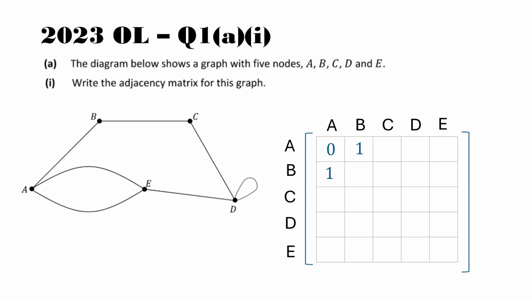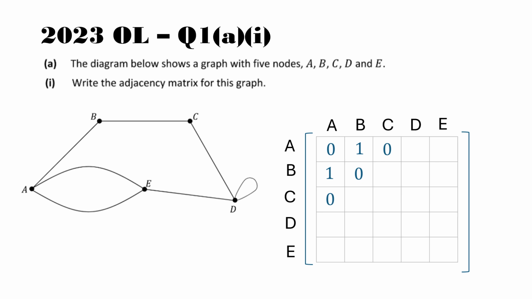So I'm going to fill those both in as 1. Then we look at B to B, and there are no connections between B and B. The next one I'm going to look at is between C and A. There are no connections. This means there's also no connections between A and C.